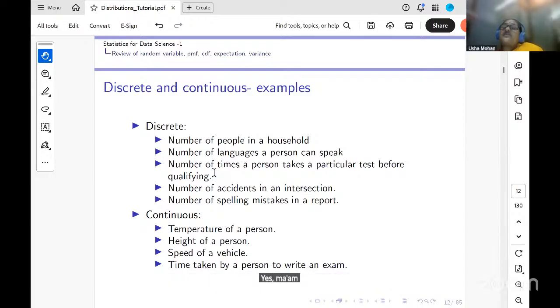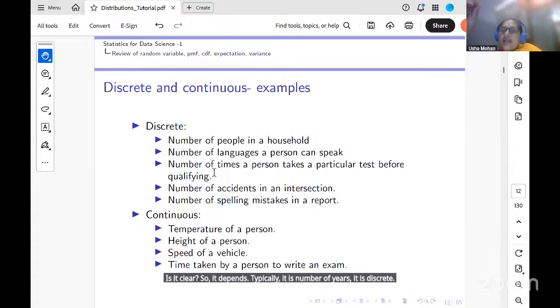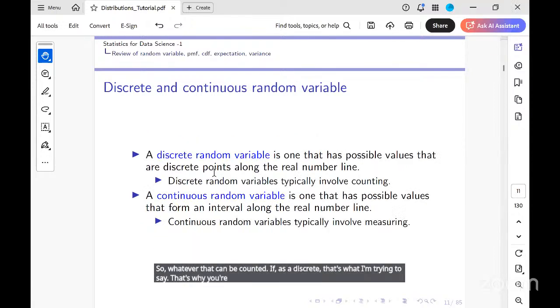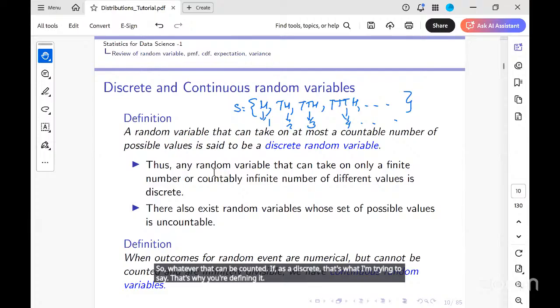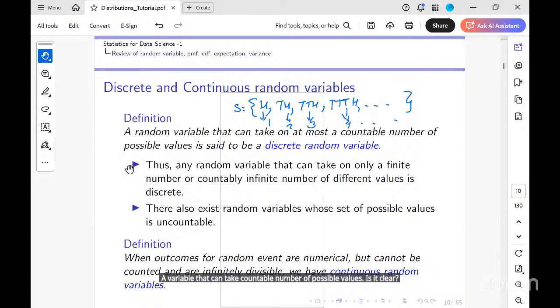Typically, if it is number of years, it is discrete. Whatever can be counted is discrete. That's what I'm trying to say. That's why you define it as a variable that can take a countable number of possible values. Is the definition clear? Yes, ma'am.